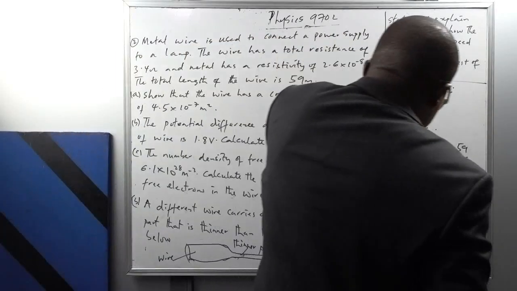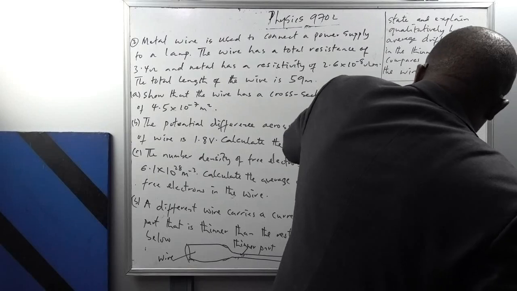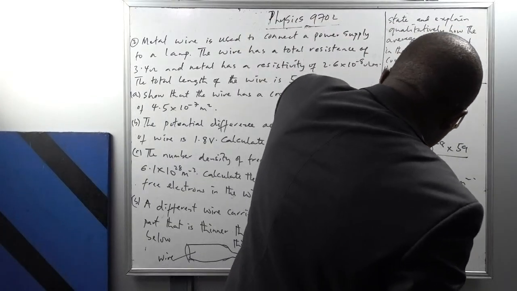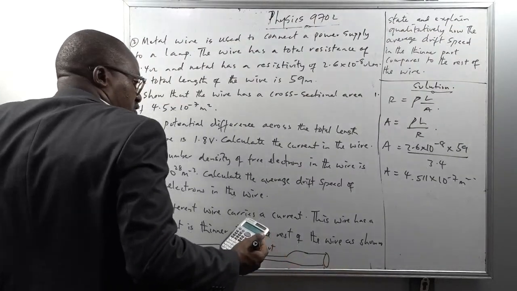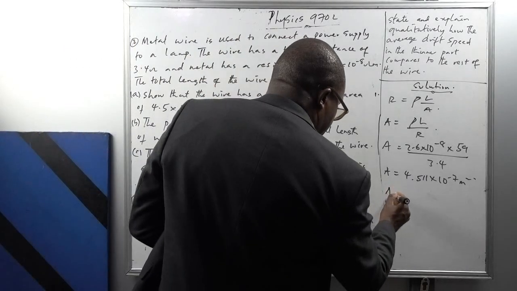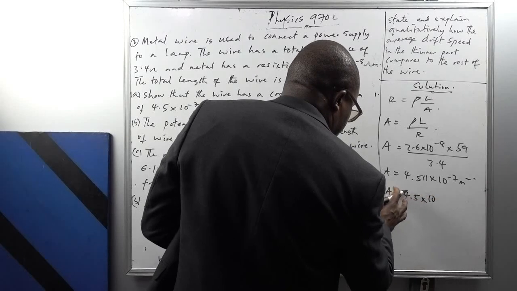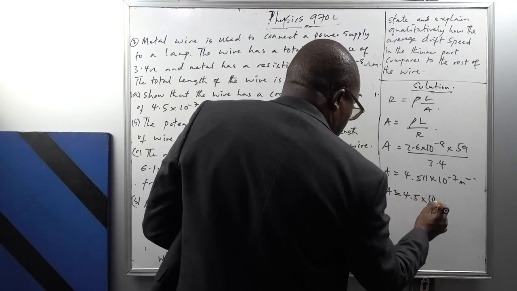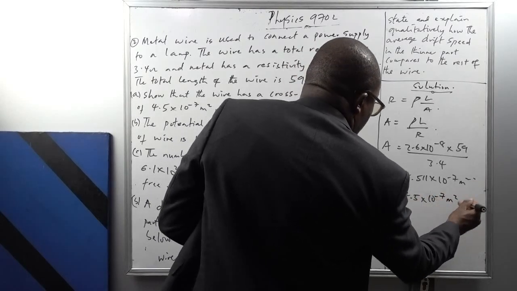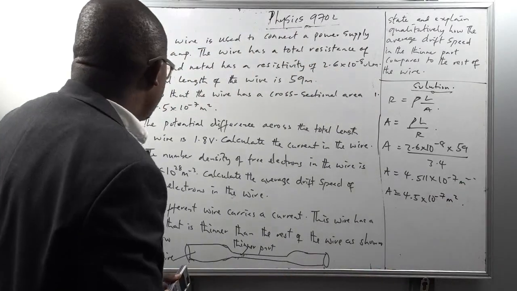So that becomes approximately, the cross-sectional area now is 4.5 times 10 to the power minus 7 meters squared. That's that.